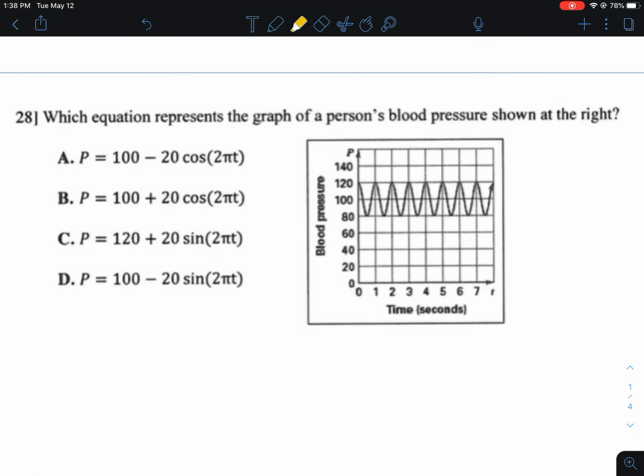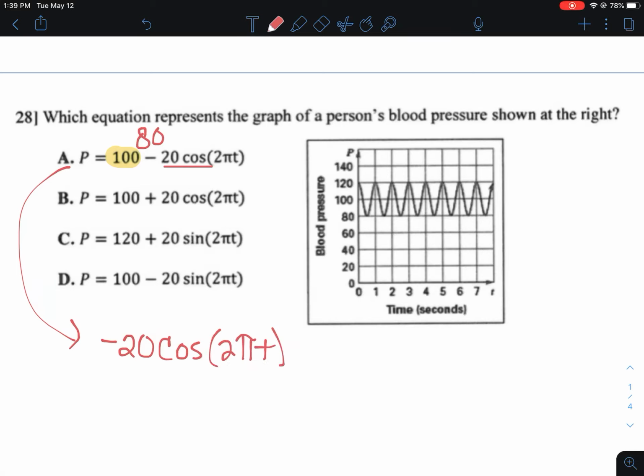Okay. One other thing I wanted to bring to your attention is that sometimes when people write trig functions, they put the midline at the beginning. So don't get tricked that this is really saying 80, because this 20 is connected to the cosine function. So writing something like that would be the same as saying negative 20 cosine 2 pi t plus 100. All right, just moving that to the end.